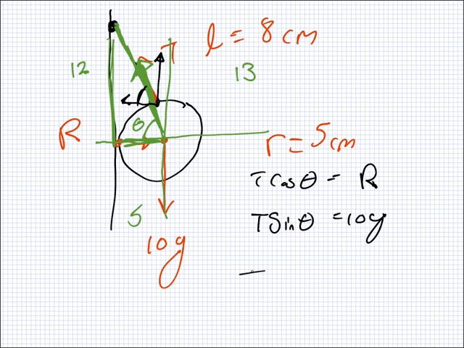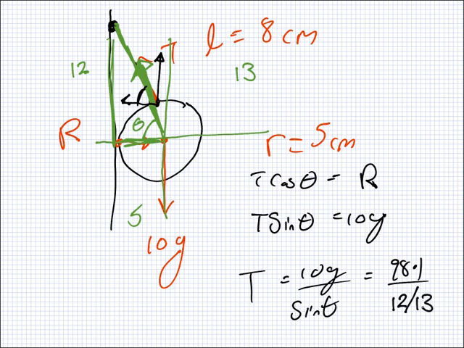What's T? So T is 10g over sine theta, which is 98.1. And we actually know sine theta. What's sine theta if we look at the triangle? What over what? The green triangle. Or we could just go straight into saying sine theta is 12 over 13. And now we know the T.